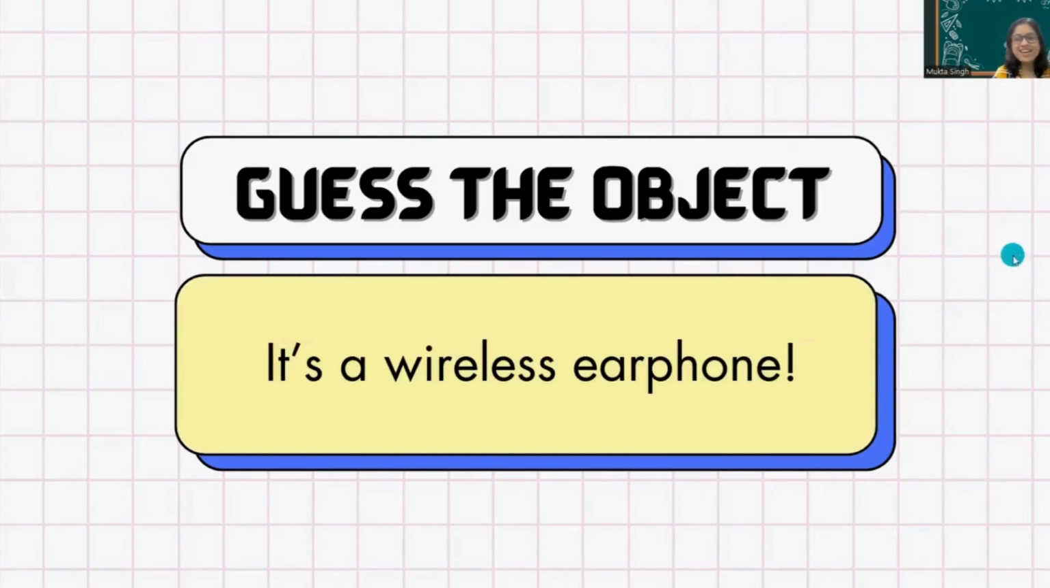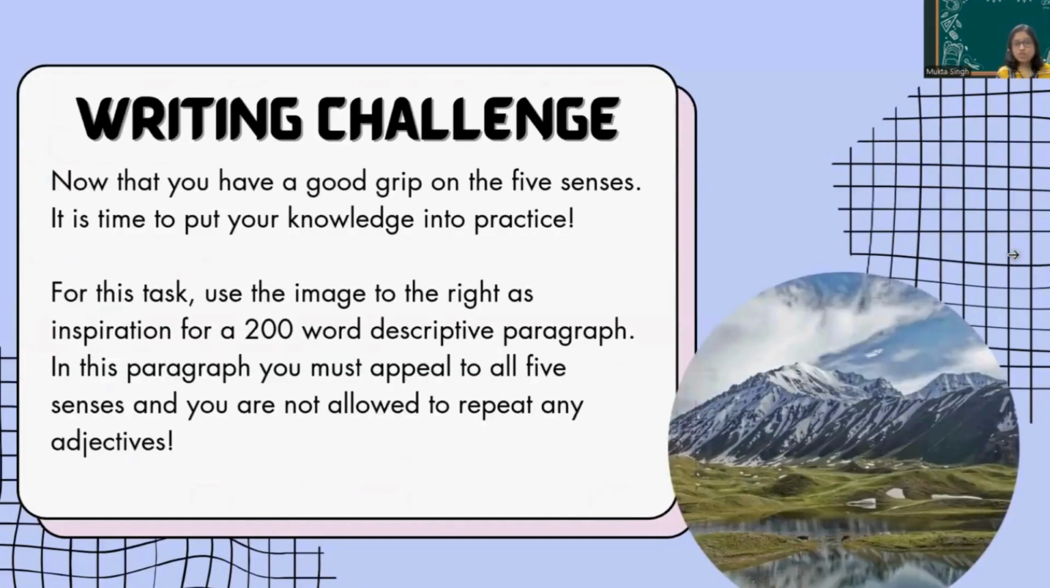Now there is one more writing challenge for you, where you'll have to put into practice whatever you have learned in today's video. There is a picture on your screen. It's a beautiful landscape. You'll have to write a descriptive paragraph of 200 words, and you need to appeal to all five senses. And you're not allowed to repeat any adjectives. So do take this writing challenge and let's see how well you do.